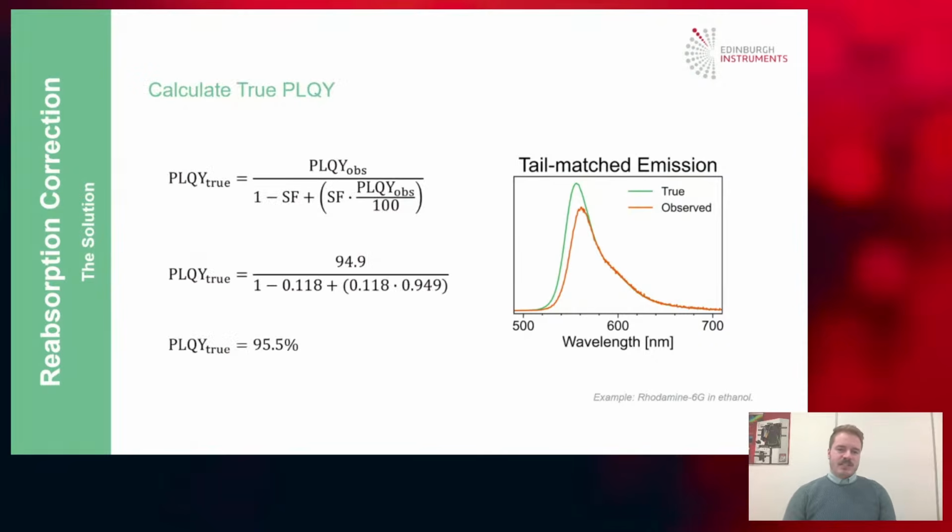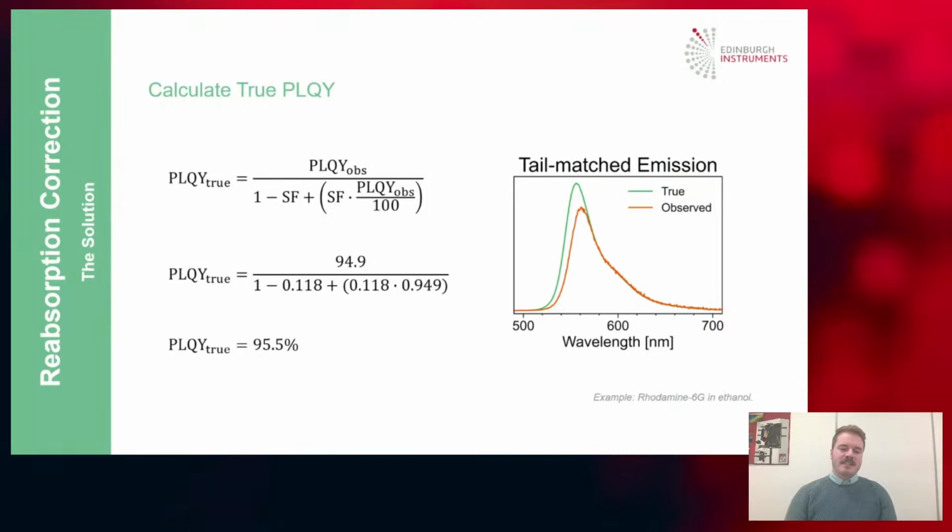We then plug that into this equation here. So the true quantum yield is equal to the observed quantum yield divided by 1 minus the proportion lost plus the proportion lost times the observed quantum yield. In this example, we had 94.3 when I calculated in real time in FluoriCal. When I did this preparing the slides, we got 94.9, just picking slightly different ranges. And then we divide this by 1 minus our scale factor plus the scale factor times the observed quantum yield. And we see that this corrects to a true quantum yield of 95.5%.